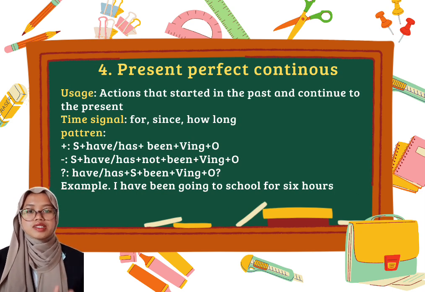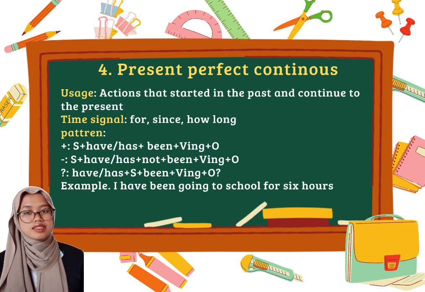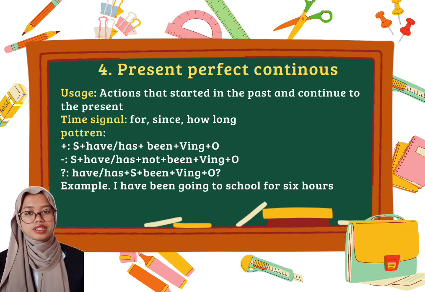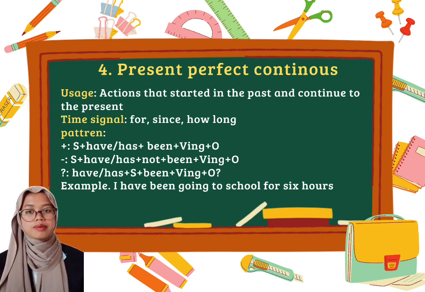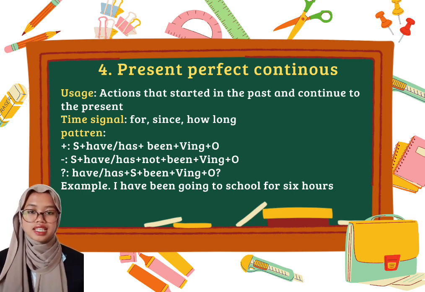Number 4 is present perfect continuous. This tense is used to state an action that started in the past and continues to the present. Time signals are for, since, how long, and the pattern is subject plus have or has plus been plus verb ing plus object. The example, I have been going to school for 6 hours.